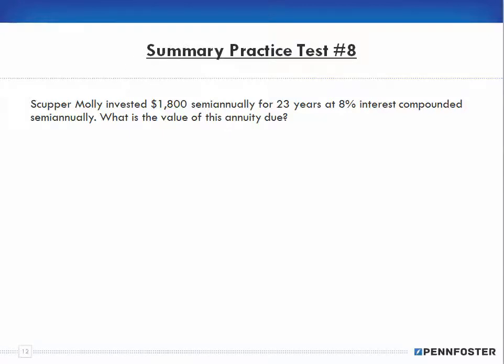Scupper Molly invested $1,800 semi-annually for 23 years at 8% compounded semi-annually. What is the value of this annuity due? This problem is basically just like problem number 7. Remember, for an annuity due, it's the number of periods plus 1. Then we get the factor and multiply it times the payment amount. Then whatever we get for that, we subtract 1 payment, and that gives us the value of the annuity due.